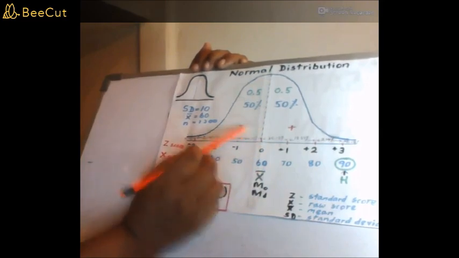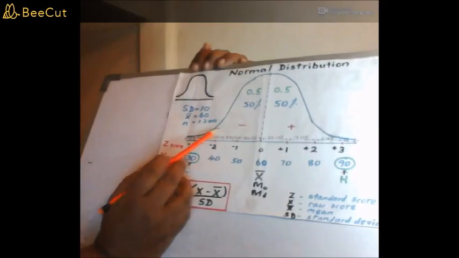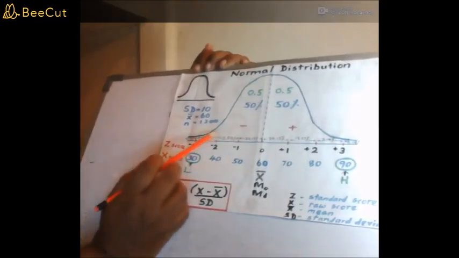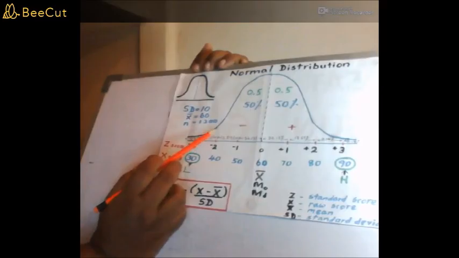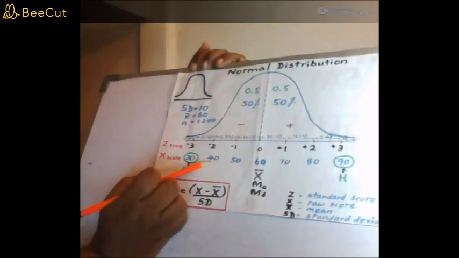Example, 33% of students failed the exam. Now, where are the students here? 33%, somewhere here, on the fail side, the minus side. Failed the exam. What is the cutoff mark for pass?